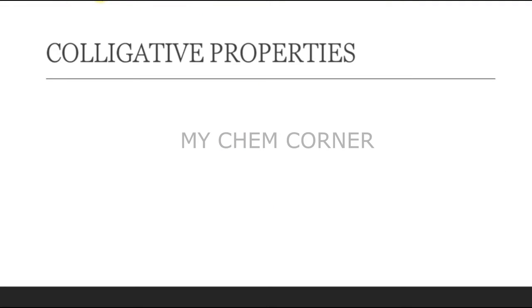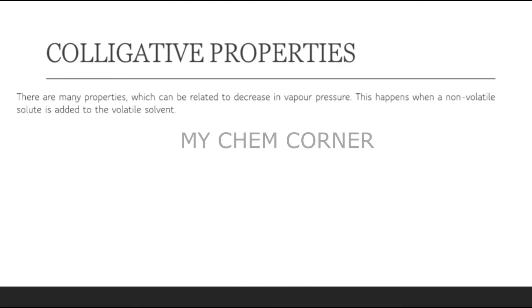So in today's video, we're going to talk about colligative properties. There are many properties which can be related to decrease in vapor pressure. We've just seen in the previous videos, when we talked about vapor pressure, what properties are related to it and what the reasons are, because of the volatile nature and all of that, right? So we're going to learn properties related to this decrease in vapor pressure.